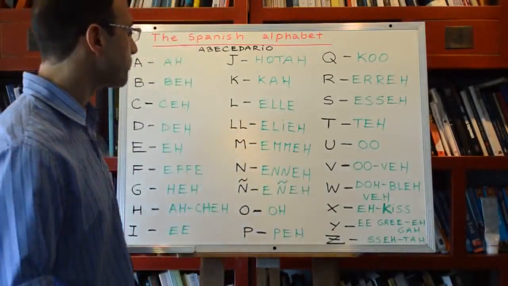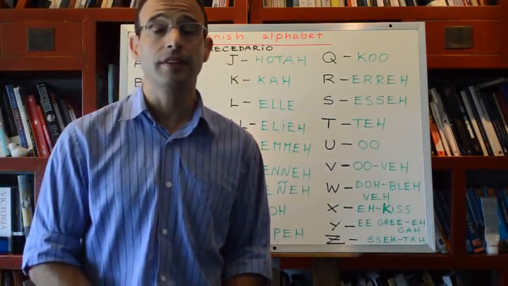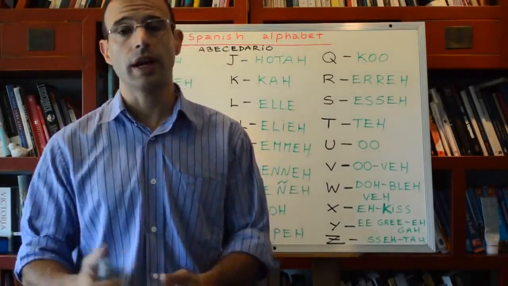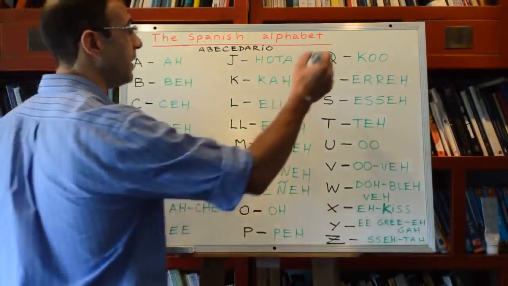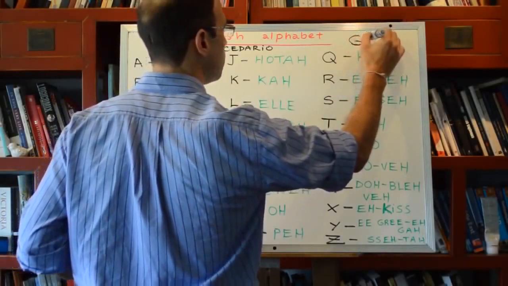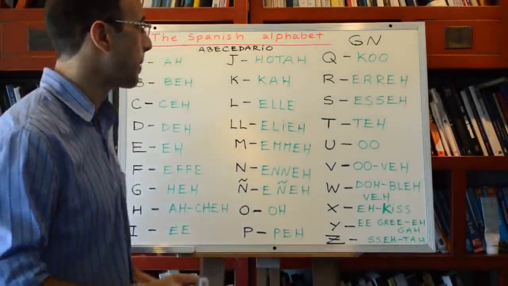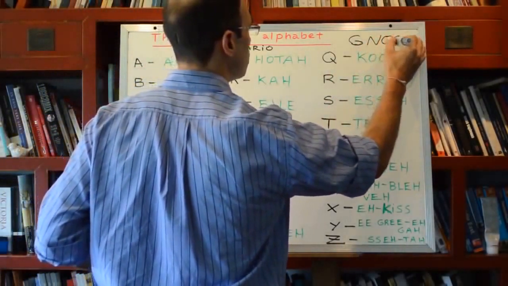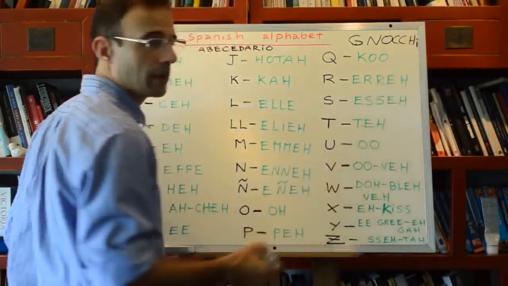Not too relevant. Okay, the ñ sound. Ñ is a typical Spanish letter. How is it pronounced? I know this sound does not exist in English, but it does exist in Italian. In Italian, you produce the same sound with GN, like in gnocchi.